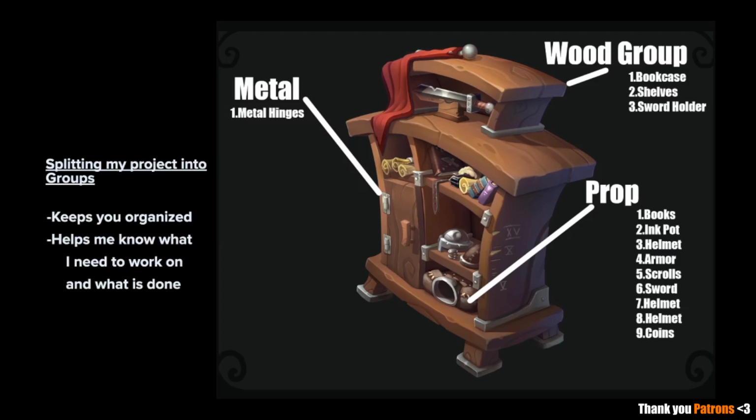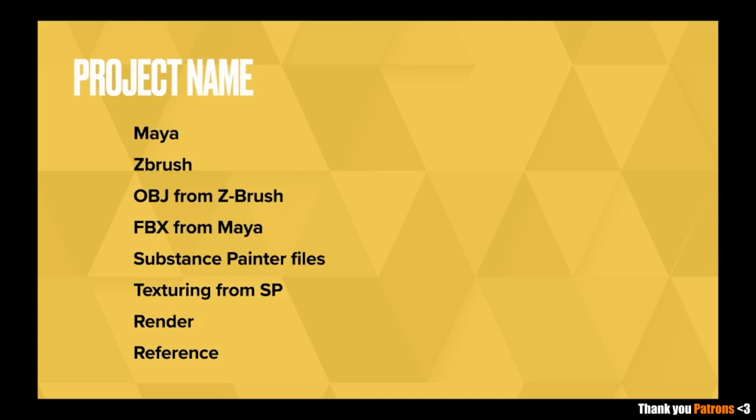The next step is completely optional, and that is splitting my project into groups. It keeps me organized, as well as helps me know what I need to work on and what is done. In this case, I split it up into 3 groups: my metal group, my wood group, and my prop group. After that, I created a folder with my project name, which was Closet of a Young Warrior, and in this I created subfolders for my Maya files, my ZBrush files, my OBJs from ZBrush, my FBXs from Maya, my Substance Painter files, my texturing from Substance Painter, my render files, and my reference files.